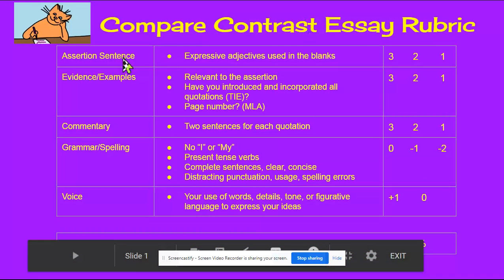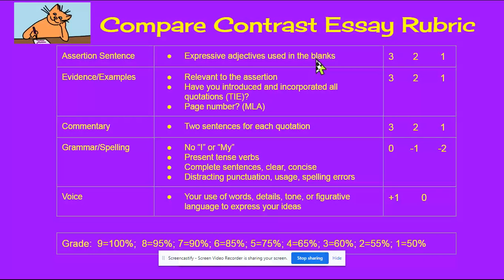I'm going to be looking for assertion sentences, that you've put expressive adjectives in the blanks, that you took the time to look them up. I'll give you a 3 if I see some good adjectives. If I see adjectives that are so-so, or maybe you ended up putting good in there by mistake one time, you might get a 2 instead of a 3, okay? But if you used expressive adjectives and you utilized Google to find some good words, then you'll earn a 3 for that.